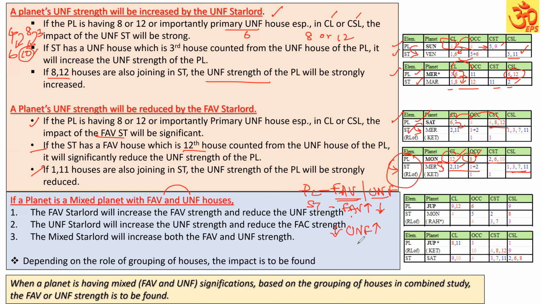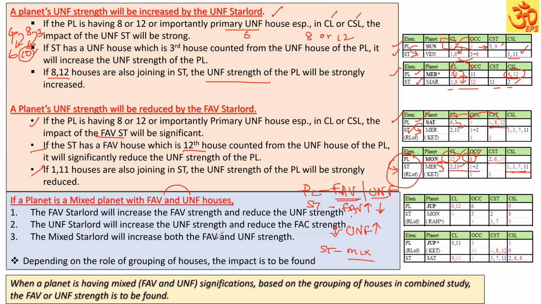If the star lord is mixed, what will happen? Favorable will get increased by the favorable of the star lord, and unfavorable will get increased by the unfavorable of the star lord. When they combine, each favorable will be supported by the favorable of the star lord, and each unfavorable will be supported by the unfavorable star lord. So that we discussed in the examples also. But for the learning purpose, I have given it separately.